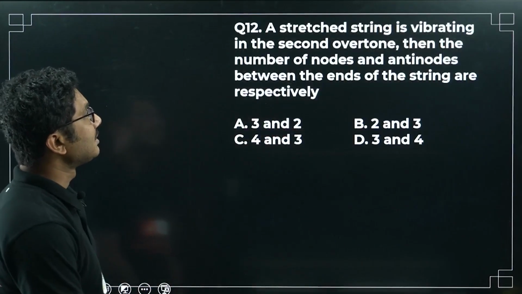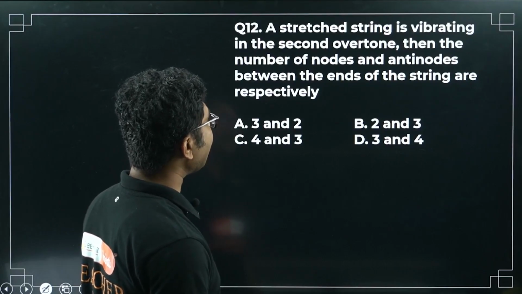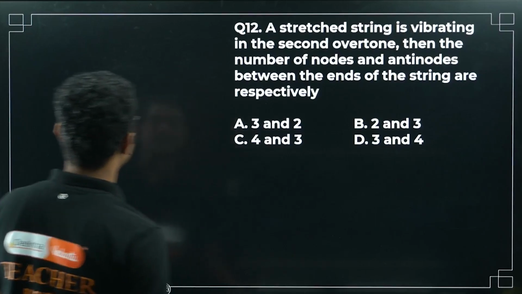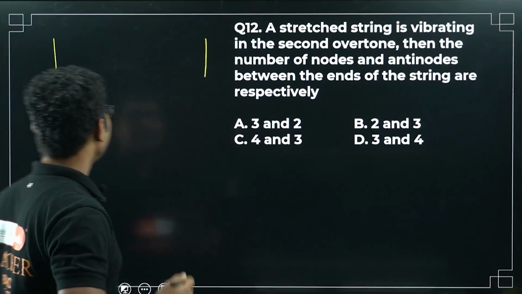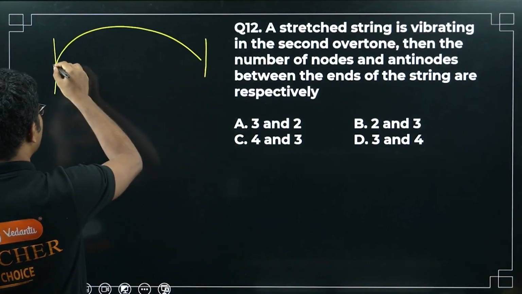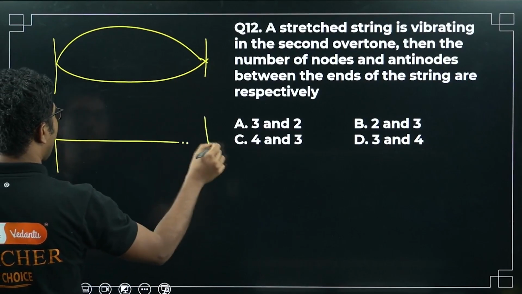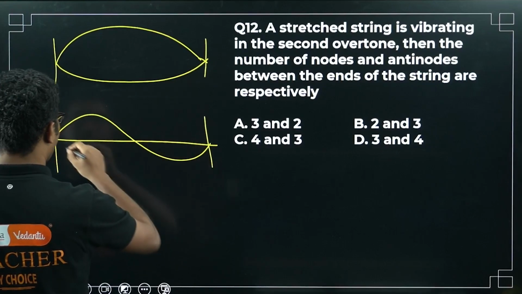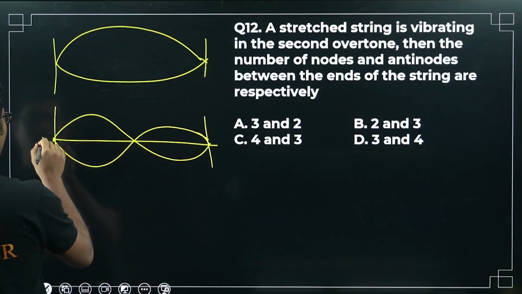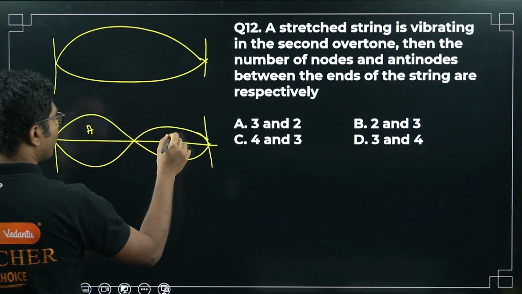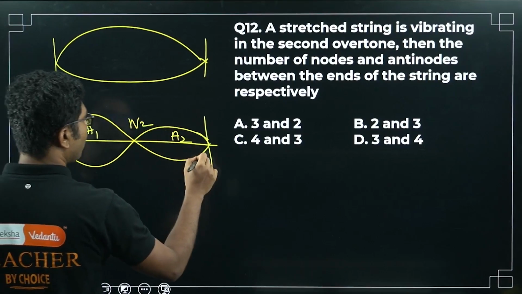Next question. A stretched string is vibrating in the second overtone, then the number of nodes and antinodes between the ends of the string are respectively. Stretched string means it is like a guitar, right? This is fixed like this. This is the first fundamental frequency. Okay, and first overtone is when you get like this. Okay, how many antinodes? Antinode 1, antinode 2. Okay, how many nodes? Node 1, node 2, node 3.